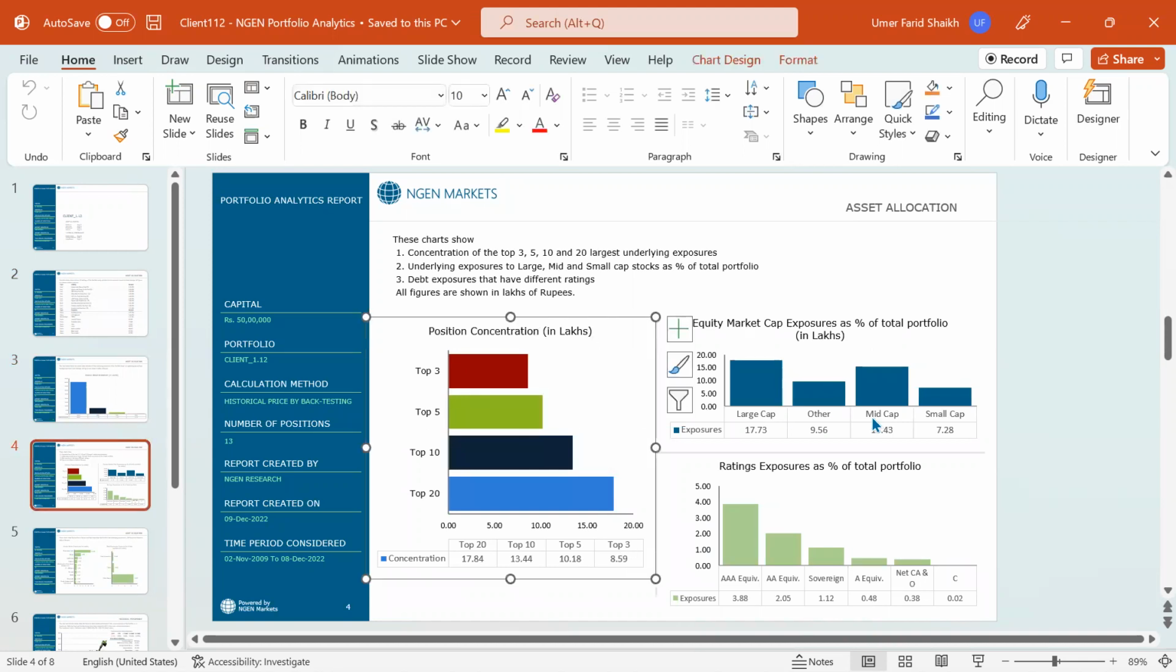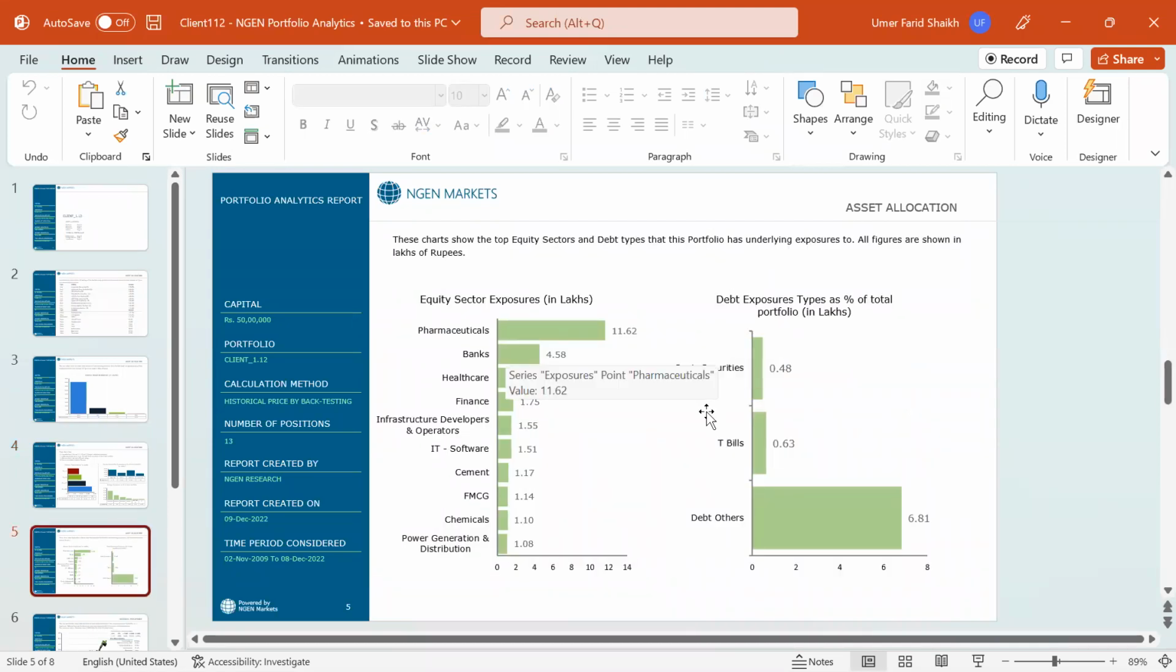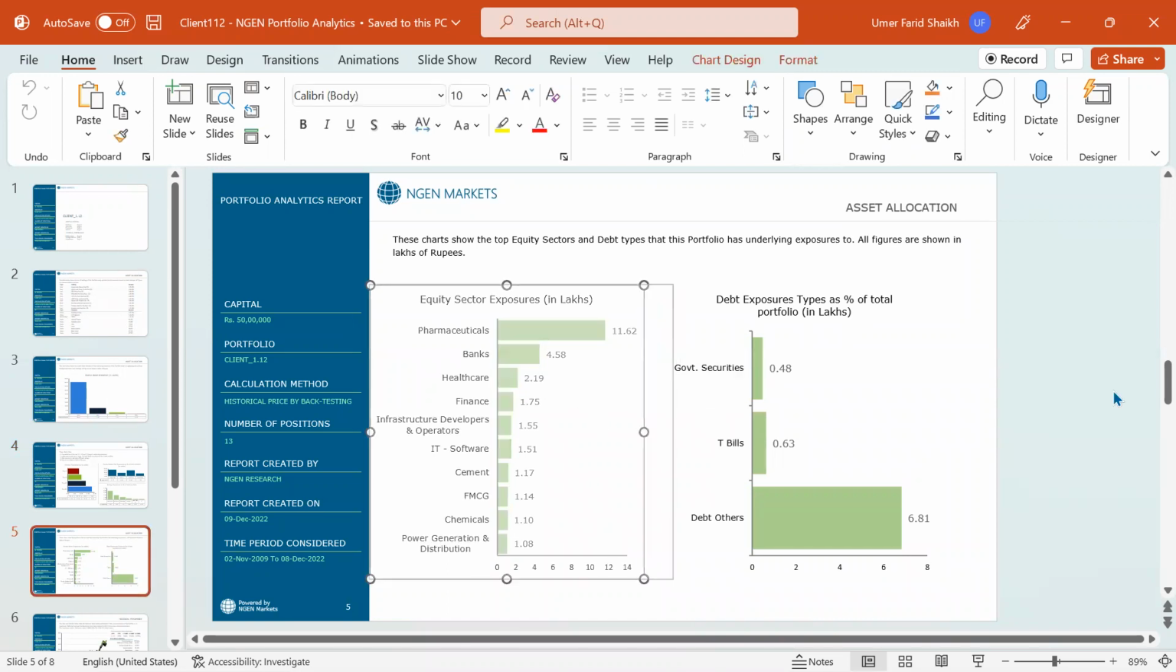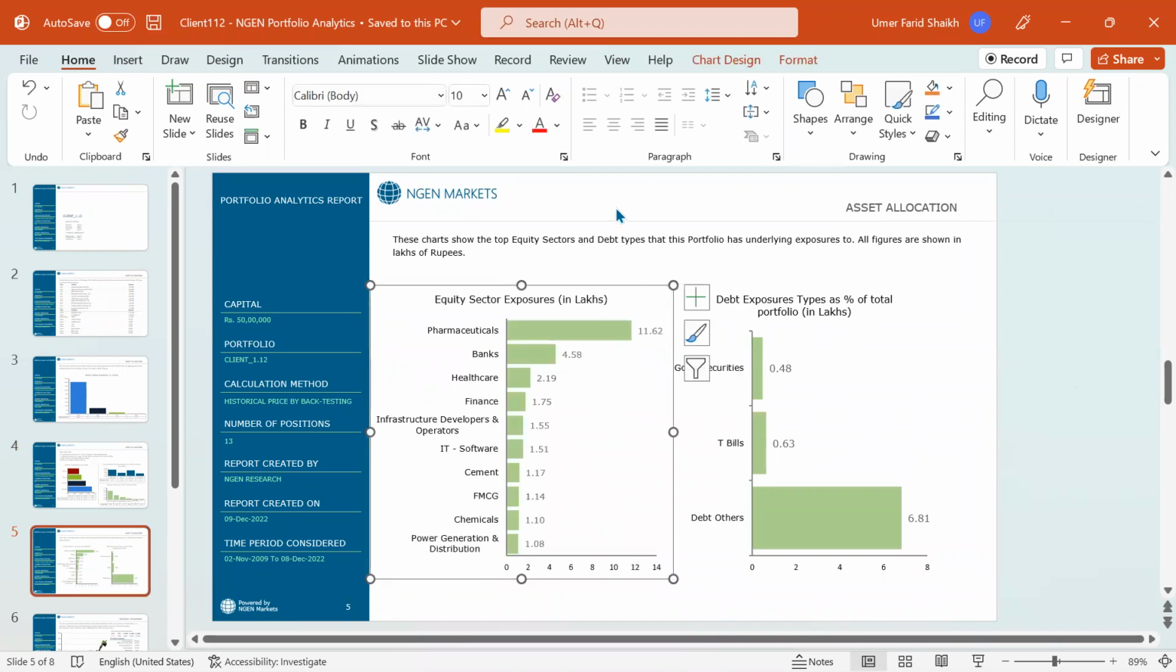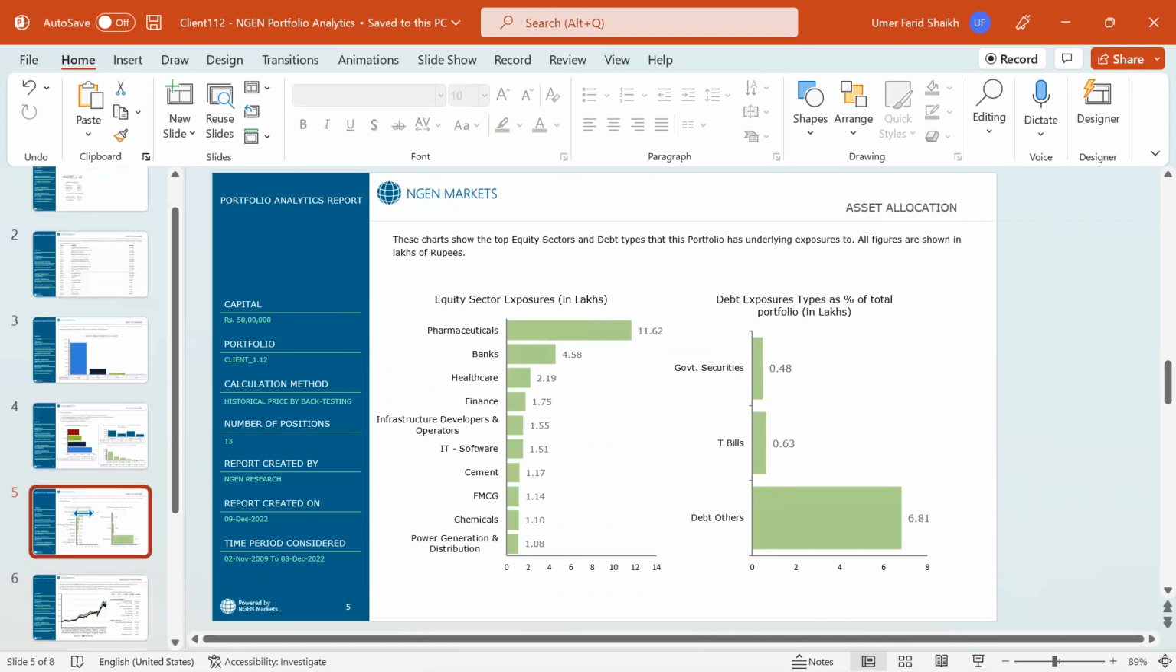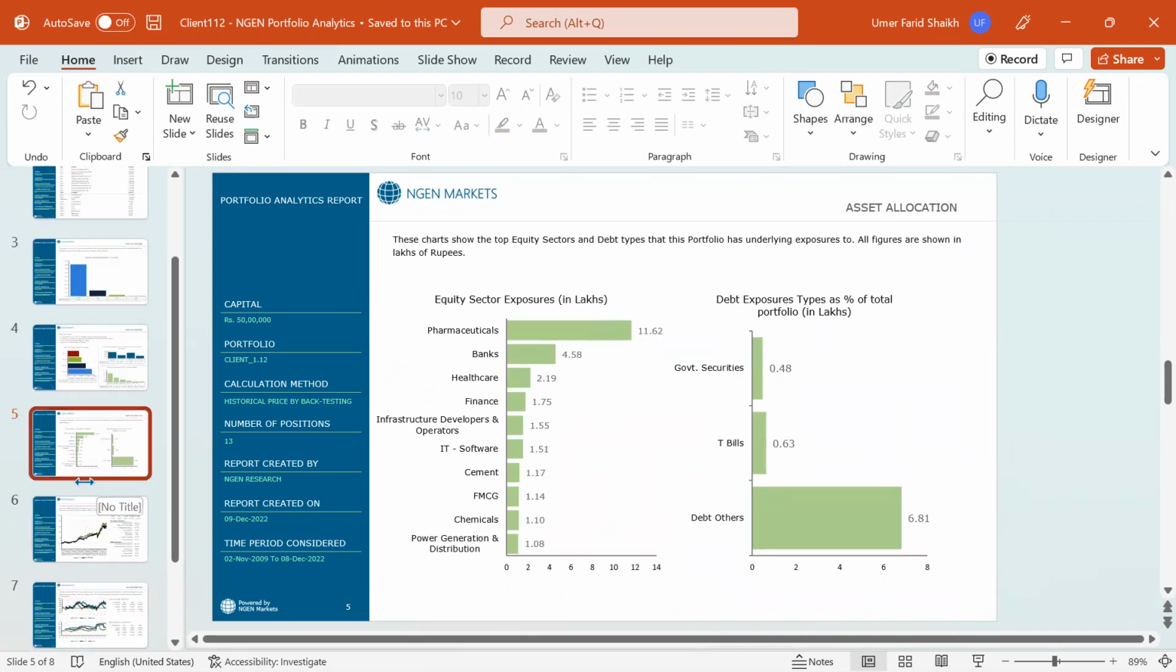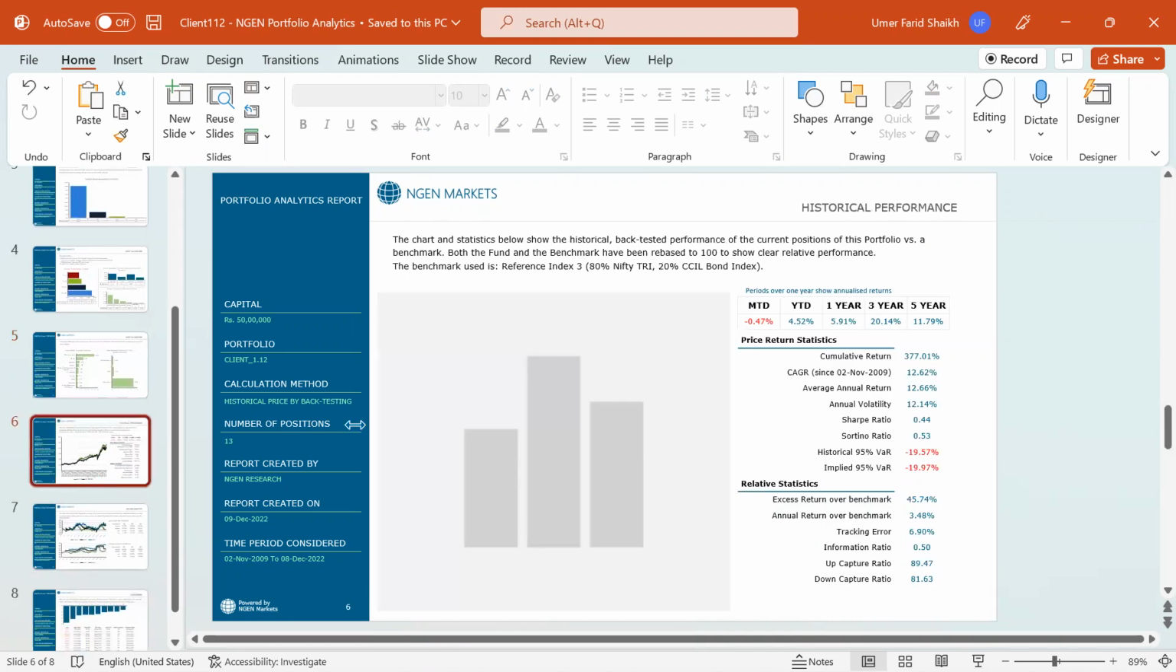This entire thing helps us understand in lakhs and crores, whatever input you give on a capital amount. This will be very relatable for the client, because whenever you look at equity exposure, how am I exposed to pharmaceuticals? It's 11.62 lakhs. So it's pretty useful to understand that, and this is how you can use these reports for your clients. So this is the reporting system, and there are others which include performance rolling analysis.